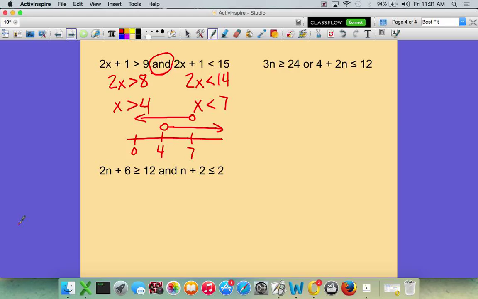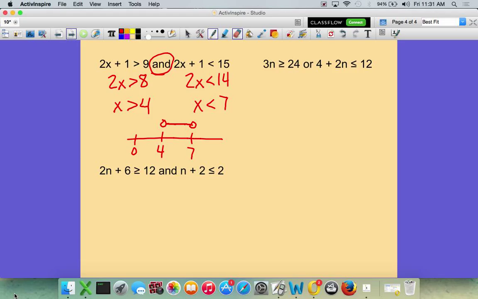For this one, for an "and", what it means is between 4 and 7, all of those numbers work. So for our graph, what we would want to do here is show an open circle at 4, an open circle at 7, and everything in between. Those are all the numbers that work for both of them.